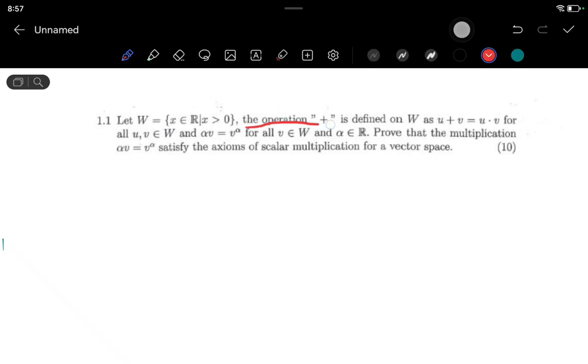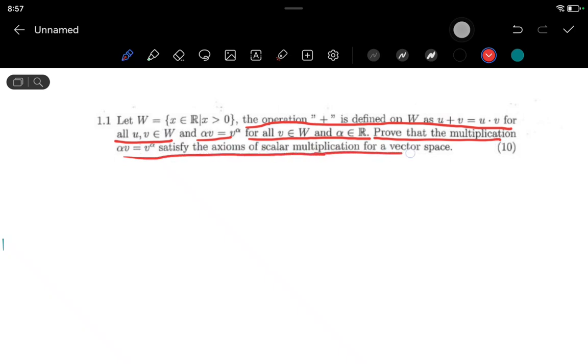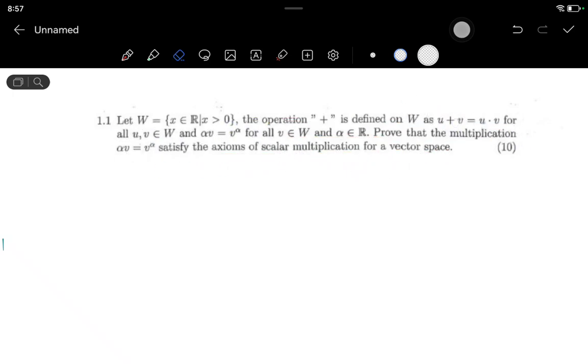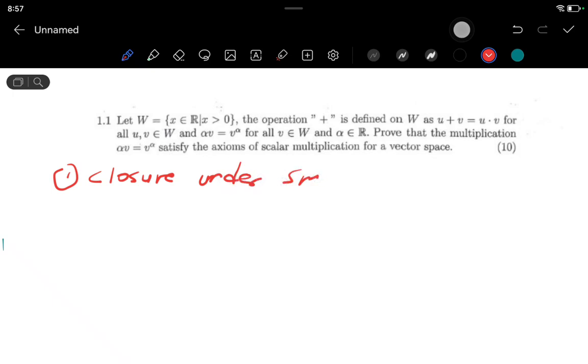They say the operation plus is defined on this, and for all v an element of W and a scalar an element of R, prove that the multiplication satisfies the axioms of scalar multiplication for a vector space. So now they want us to check scalar multiplication, right? So what you're going to do, guys, remember, the first thing you need to check is closure under scalar multiplication.